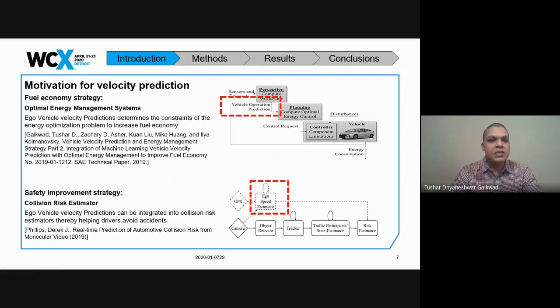Another motivation is improvement of safety. The strategy proposed for safety improvement is known as the collision risk estimator. In this strategy, vehicle velocity predictions can be integrated into the collision risk estimator, thereby helping drivers avoid accidents. Overall, in both strategies, we can see that velocity prediction is very important in autonomous vehicle technology.